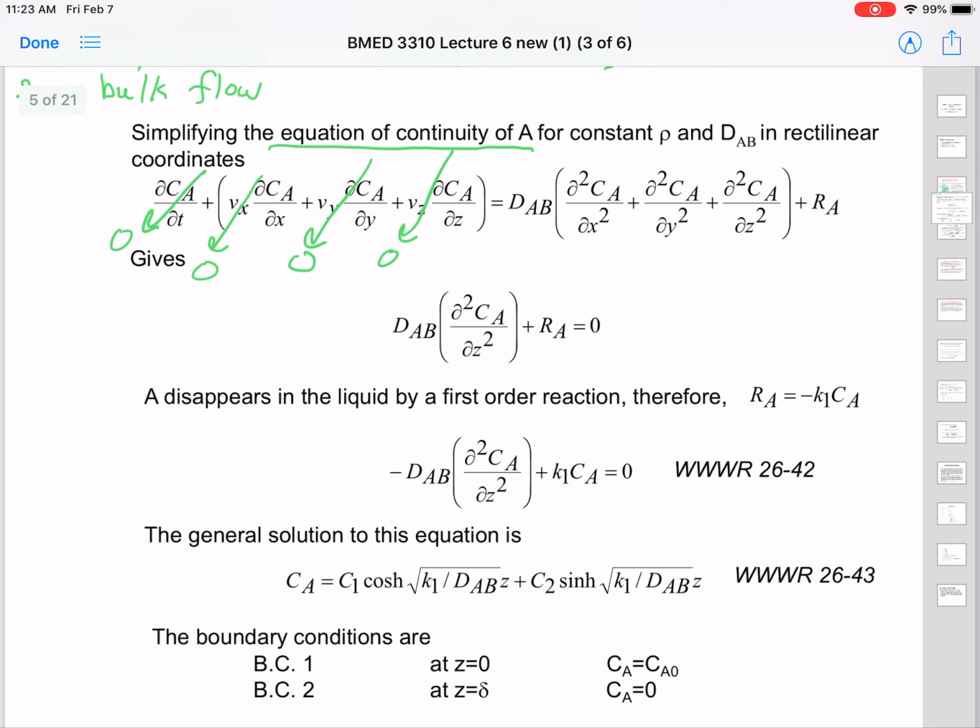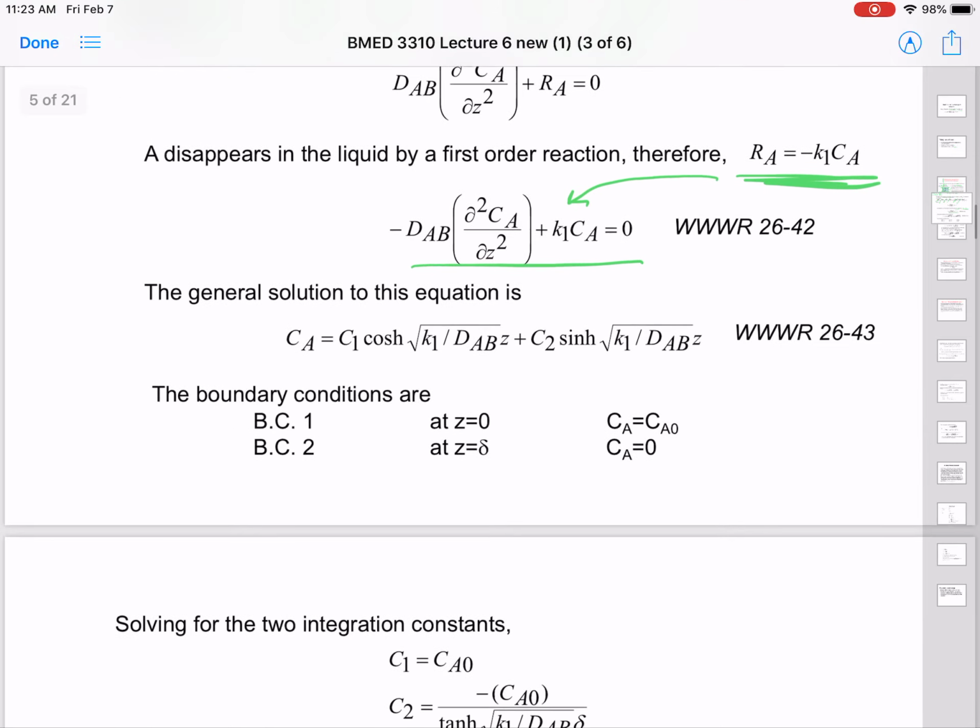Since it's a function only of z, the derivative with respect to x is 0 and the derivative with respect to y is 0. That's how we end up with that conveniently simplified first equation right below it. Now she's giving us that our reaction rate is first order, and so she plugged that into the equation and multiplied it by -1, which is how we came up with this equation. So far, algebra.